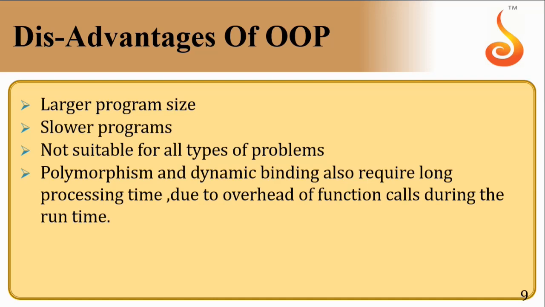polymorphism and dynamic binding. That is, if you have the same function name with different function signatures, then during runtime, binding the function call to the function and executing takes more time, and the processing time required is more. That is one of the disadvantages of object-oriented programming. Please have a look.